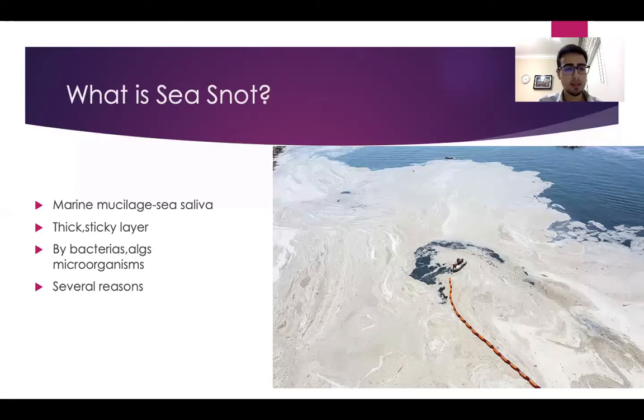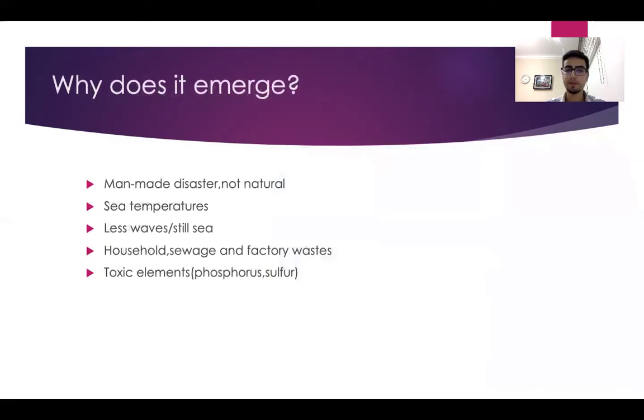It's really thick. It is made by bacteria, algae, and microorganisms. And also, the thing we see in the picture, on the surface of the sea, is just the tip of the iceberg. The big problem, the big stuff, goes under the water, and there are several reasons for sea snot to occur. And what are those reasons?